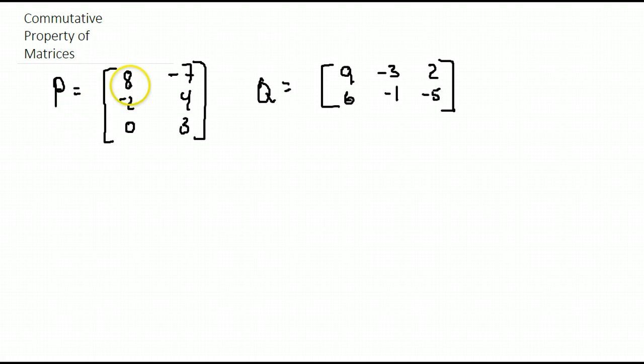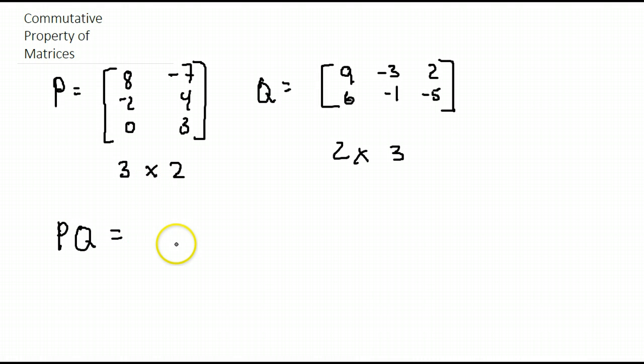So we have two matrices. We have P, which has 3 rows and 2 columns, so it's a 3 by 2. And we have matrix Q, which has 2 rows and 3 columns. So what is it going to look like when we multiply these together? First let's look at P times Q.